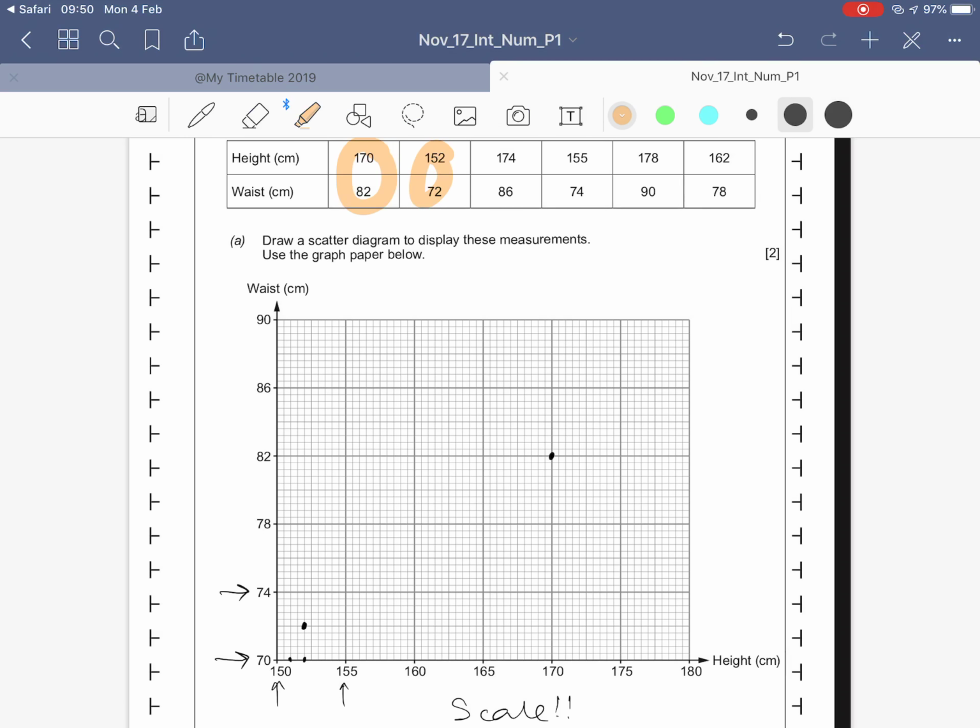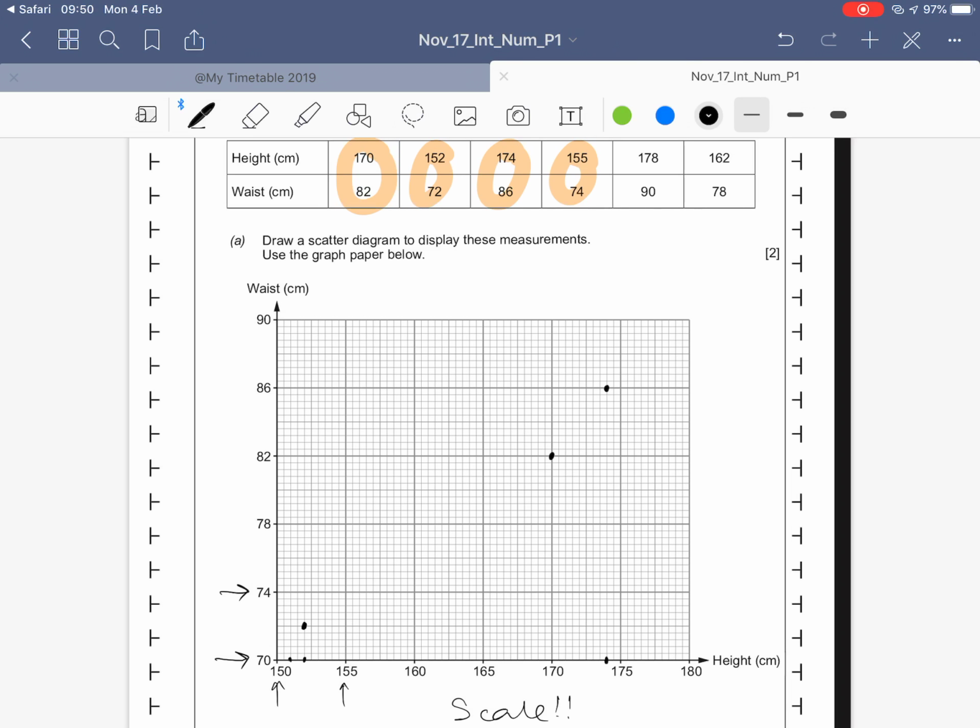But my points, 150 and 72, is now put on the picture. 174 and 86. So 174 would be here, 2 little squares down before 175. So 174 and 86. I've got 3 points on my picture.